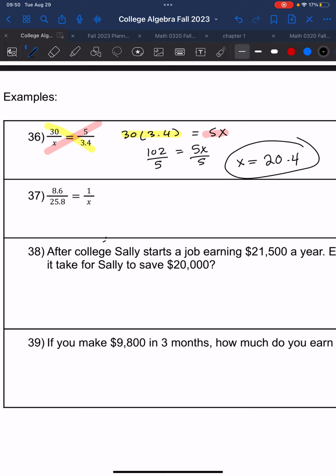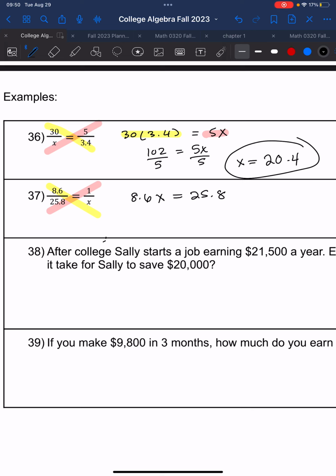Okay, so same thing for 37. We have a ratio equal to another ratio, which means we cross multiply. So we are going to do 25.8 times 1 and 8.6 times x. So I have 8.6x is equal to 25.8 times 1, which stays the same. That's why I'm not going to write that times 1.